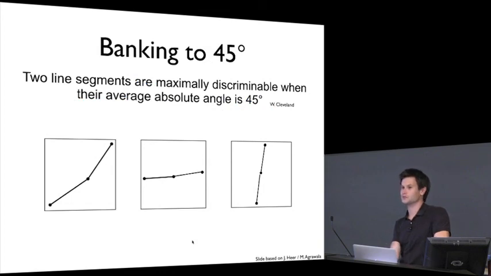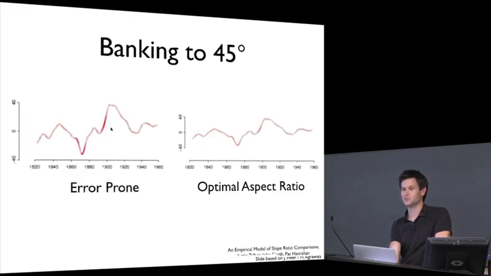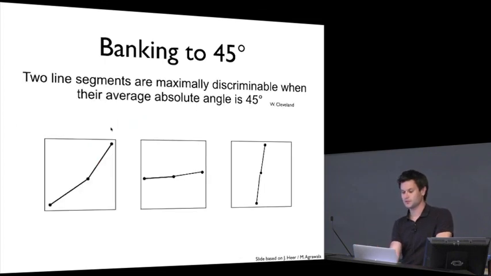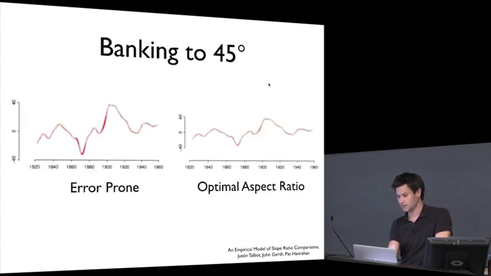But there's a very simple rule. It's not an absolute rule. It was published in a study by Jeff Heer and Agrawala, who proposed optimizing it to 45 degrees. It's called banking to 45 degrees. Two line segments are maximally discriminable when the average absolute angle is 45. So this is too flat, this is too steep, and this would be perfect for us to judge the different changes in the angles. And that would be an example here.